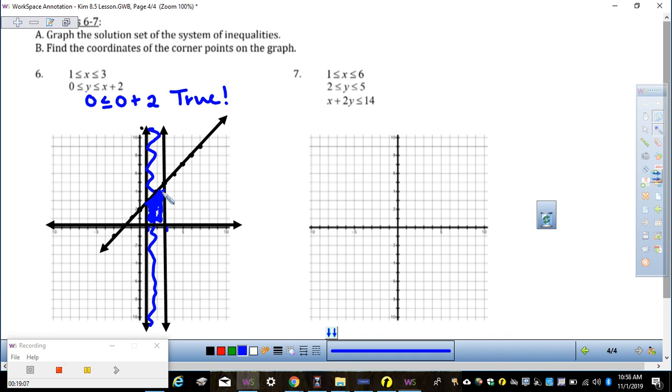This actually forms a little trapezoid, and that's why part B is asking us to find the coordinates of those corner points. So I've got two x-intercepts here. So my first corner point I'm going to list as (1, 0). My second corner point is over here at (3, 0).